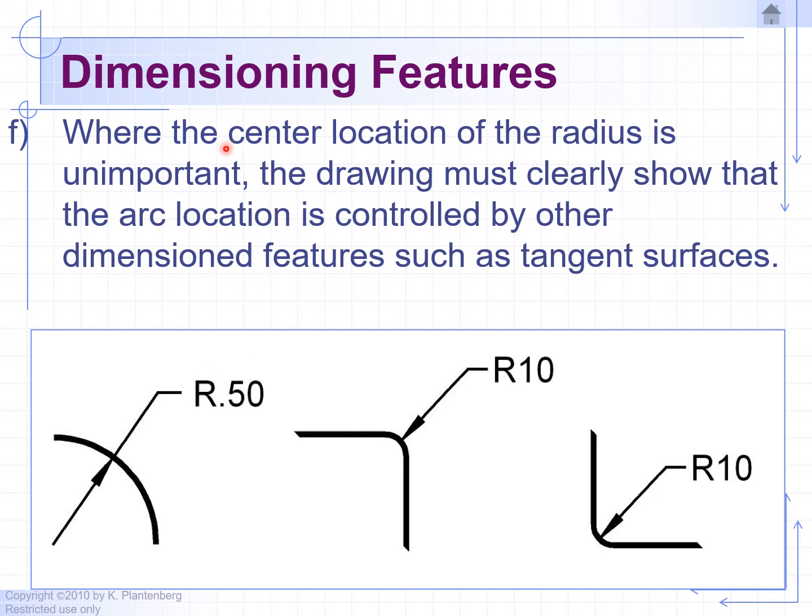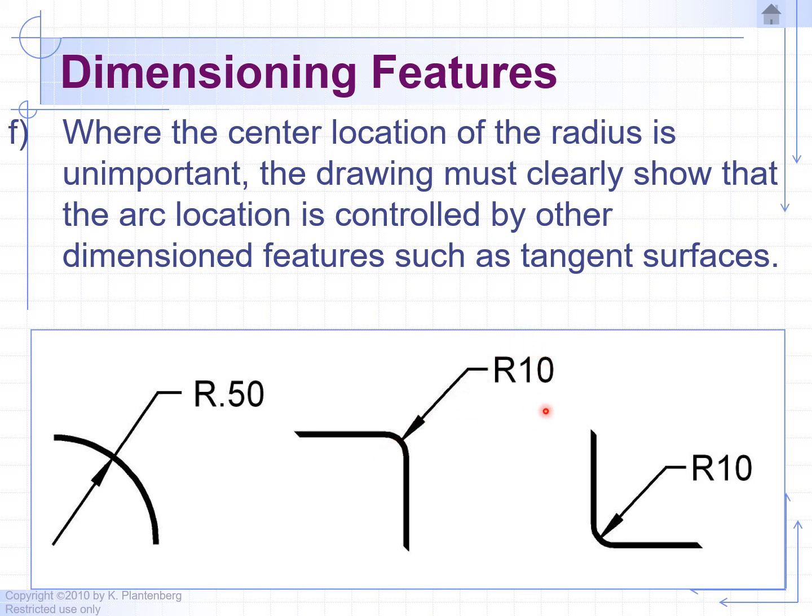Where the center location of the radius is unimportant, the drawing must clearly show that the arc location is controlled by other dimensioned features such as tangent surfaces. So this is what you typically see most of the time. For example, the corner of a table. You round it off to avoid having a sharp corner where somebody bumps into it and creates a bruise or a cut. So you round it off, and we assume tangency with the straight line. This is what you typically see with a round corner, also referred to as a fillet or an arc. And it doesn't matter if you place the arrowhead on the outside or the inside. It's typically placed on the outside, but it may also be placed on the inside.